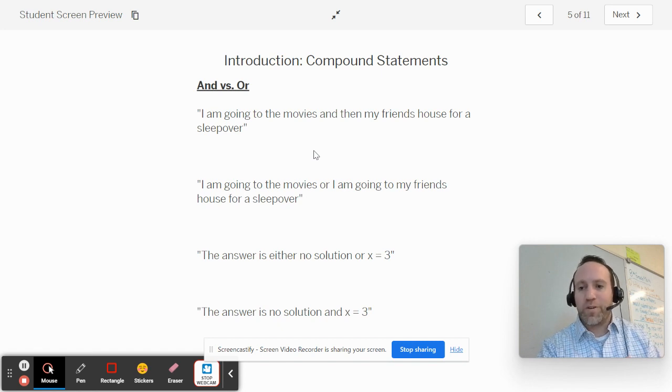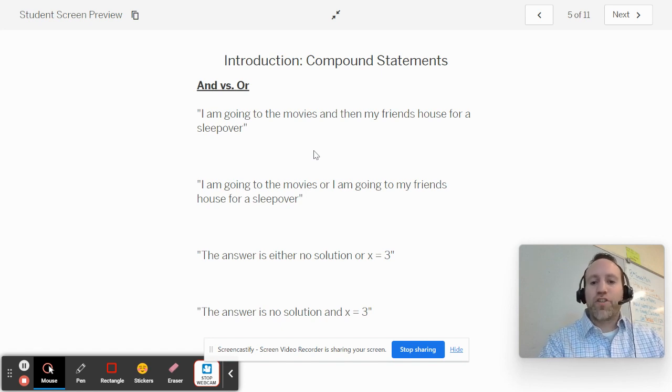So both parts can be true, but at least one of them has to be true. So if I don't go to the movies and I don't sleep over my friend's house, I told a lie. So for example, mom, I'm going to clean my room or I'm going to go outside and play. So if I go outside and play and I don't clean my room, that's fine. As long as one part of that statement is true, it's not considered to be untrue or a lie. In math, that looks like this.